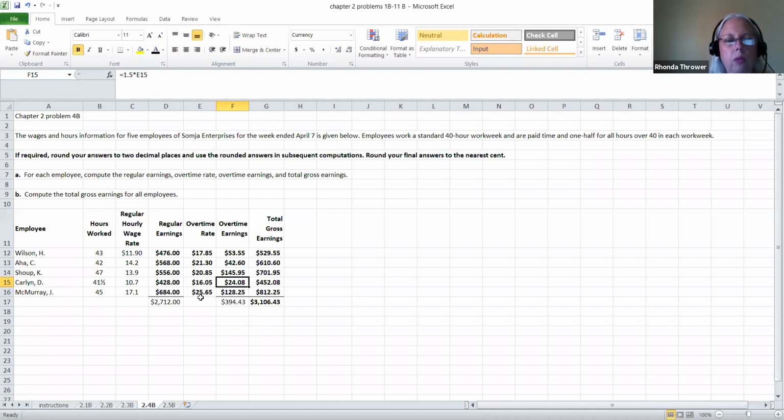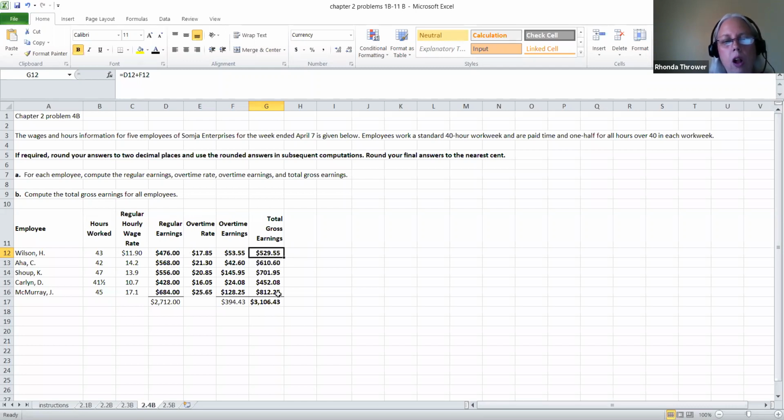5 hours in overtime times $25.65 gives you $128.25. To find the total gross earnings, we will add the regular earnings plus the overtime earnings together. These are the gross earnings before any deductions have been taken out. So the total gross earnings for Wilson is the regular earnings plus the overtime earnings. The same is true for the remainder of these. The regular earnings plus the overtime earnings is the total earnings.